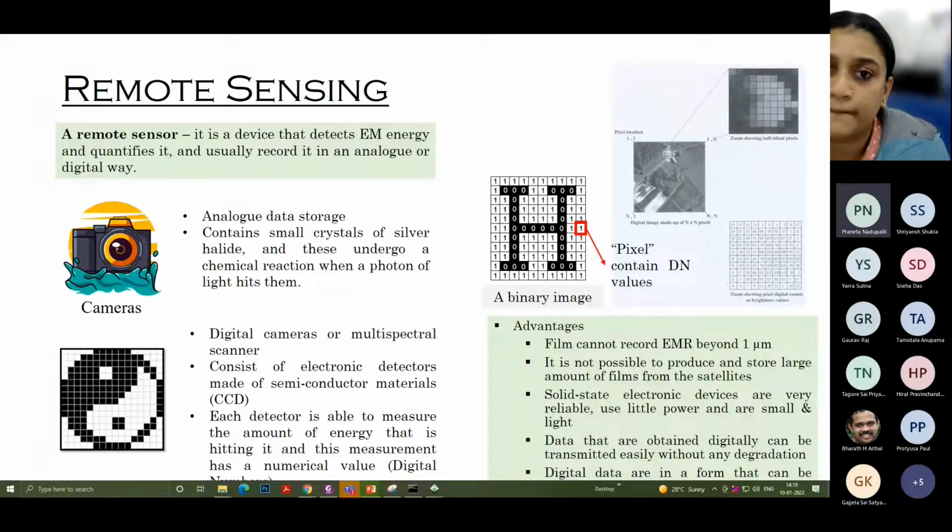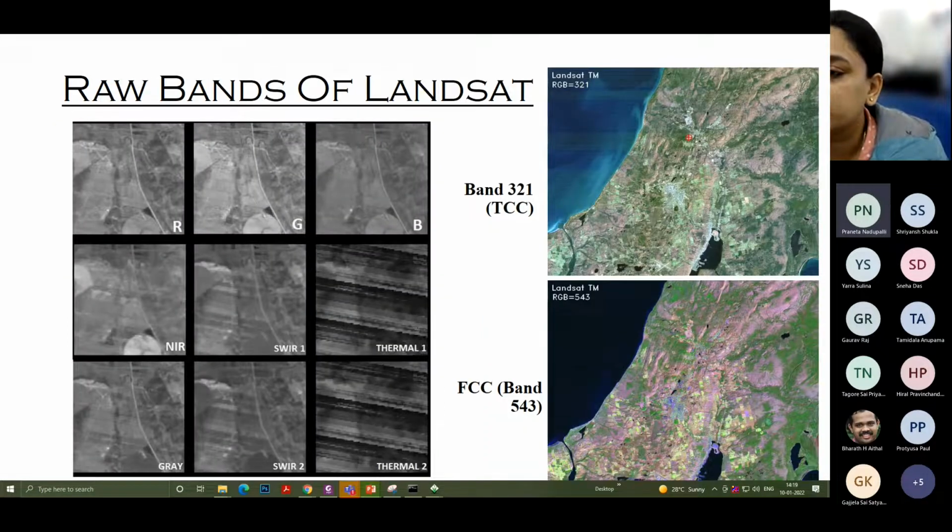Anything else? Did you understand this FCC and TCC, how we do TCC and FCC? Everyone? Yes, ma'am.